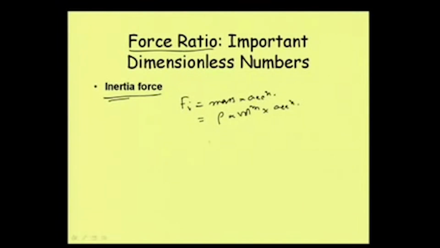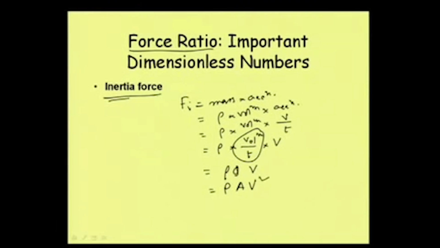And that we can write in the form that rho into volume into acceleration is nothing but v by t, where v is velocity, so velocity by t, and that we can write as rho into volume by time into velocity. What is volume by time? Volume per unit time is nothing but the discharge. So we can write rho Q into V, or this can be written as rho A into V square.